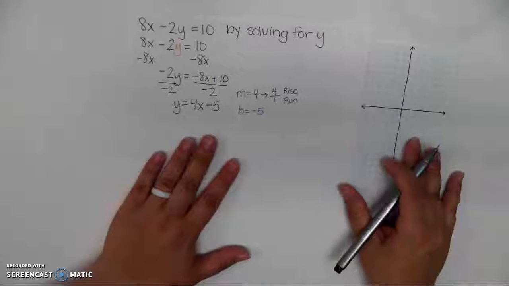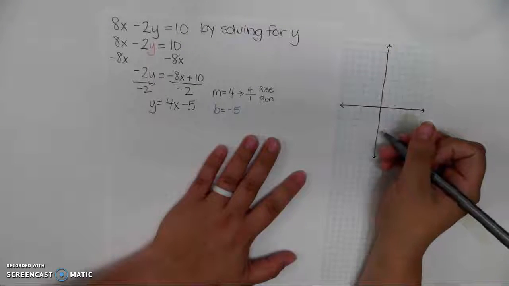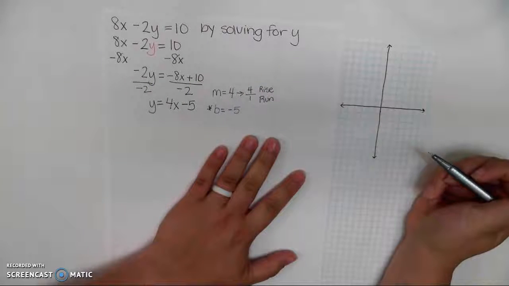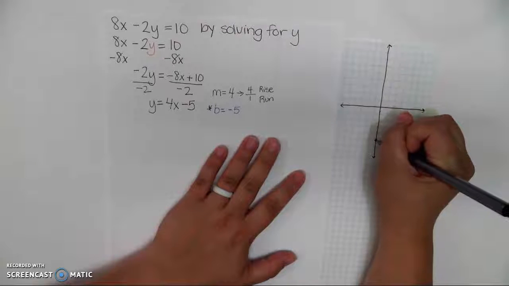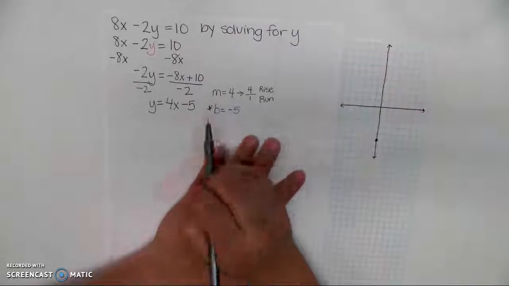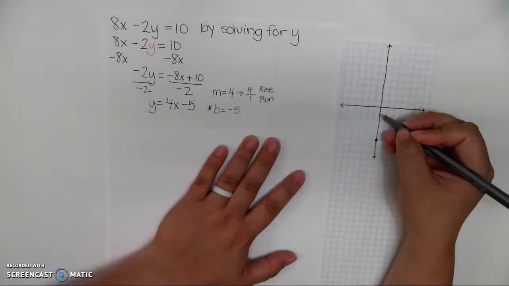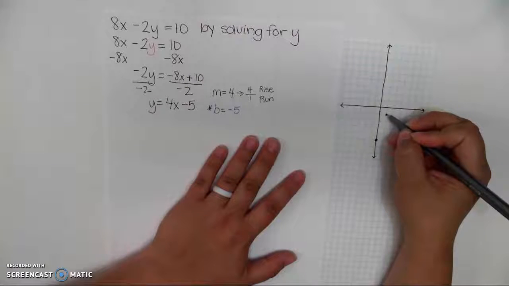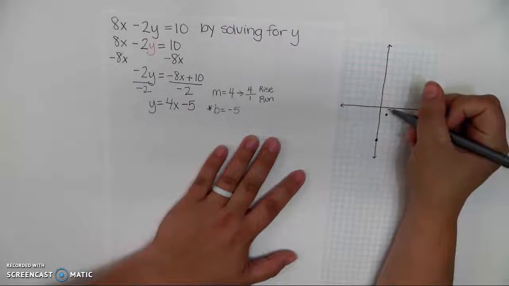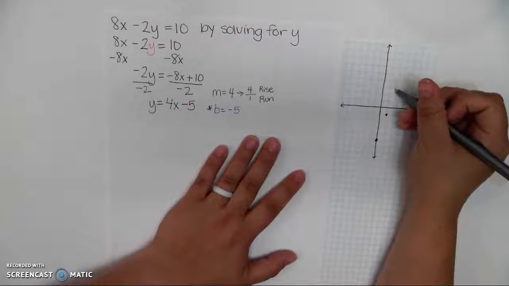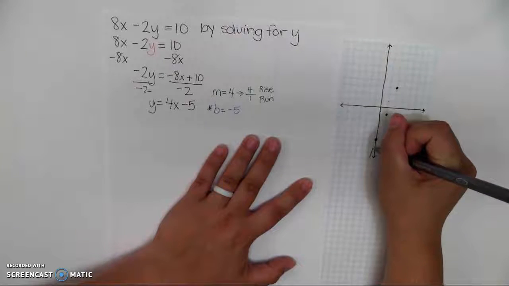So on my graph, which I've kept up over here, I am going to put a dot on negative 5 because that is where I start. That's the y-intercept. 1, 2, 3, 4, 5. And then my slope is 4 over 1, which means I'm going to rise 4, 1, 2, 3, 4, and go over, run 1, and I'm running to the right because I have a positive slope. So I'm going to do it again. 1, 2, 3, 4, 1 to the right. And there is my line.